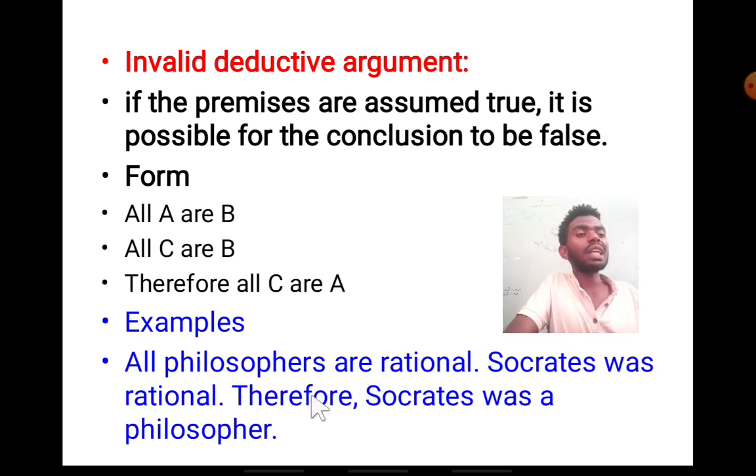We can say that it is true. The premise all philosophers are rational can be true, and Socrates was rational can be true, but the relationship between our conclusion and our premises is so weak. So it is possible to be false that Socrates was a philosopher, given our premises.